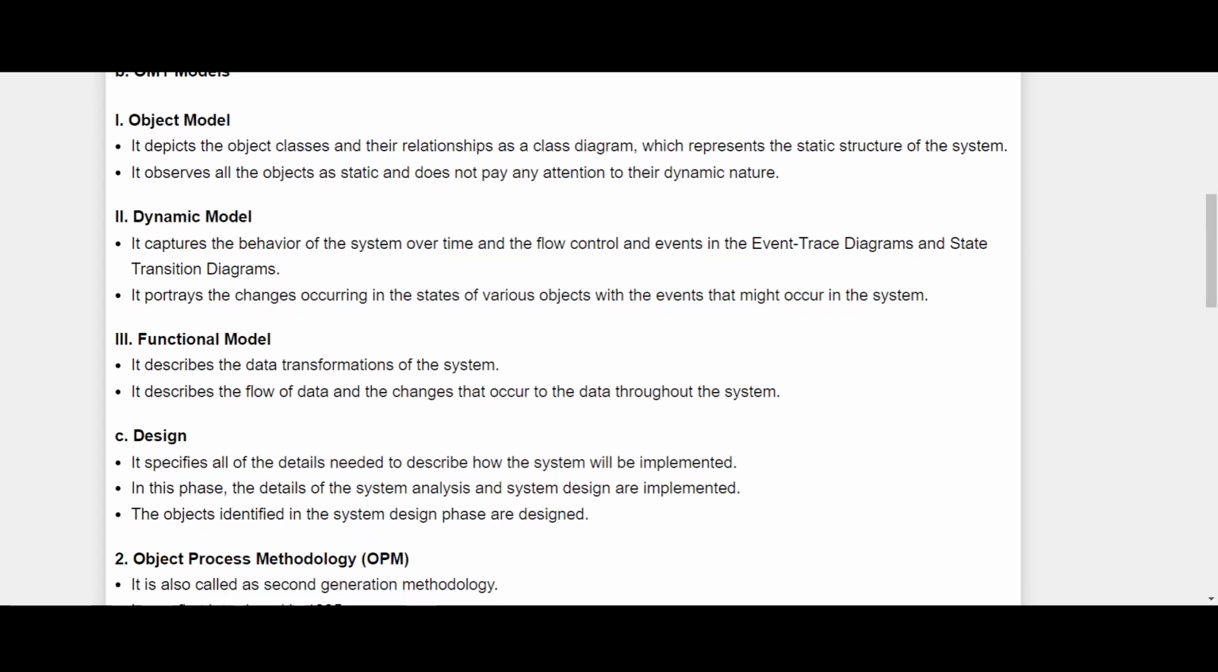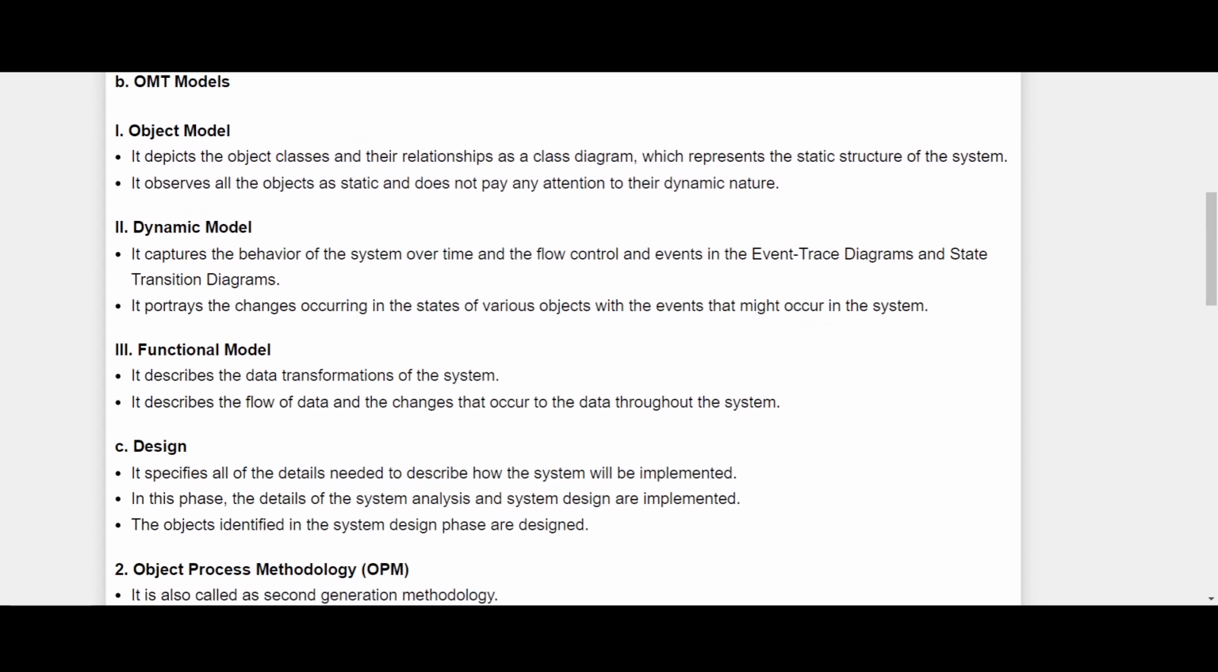What about the functional model? It describes the data transformation of the system, the flow of the data, and the changes that occur to the data through the system. So this is called the functional model. These three come under the OMT models. OMT is nothing but Object Modeling Technique.